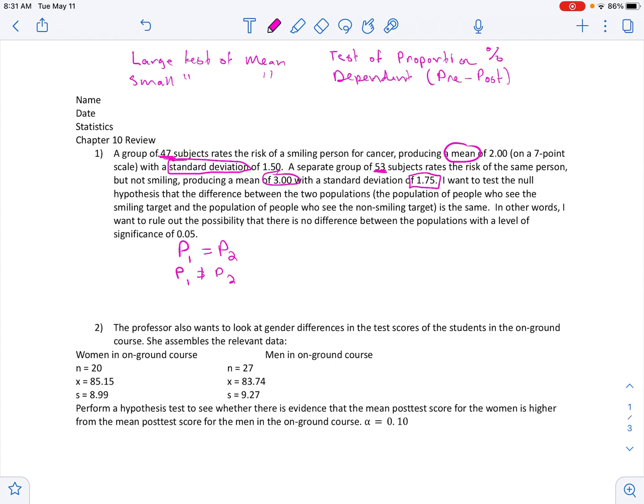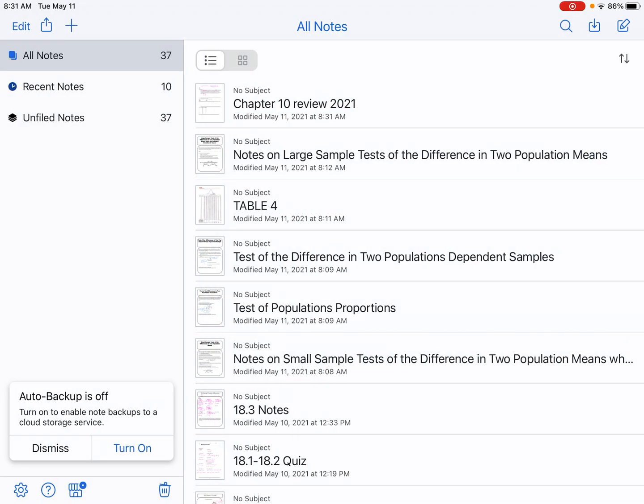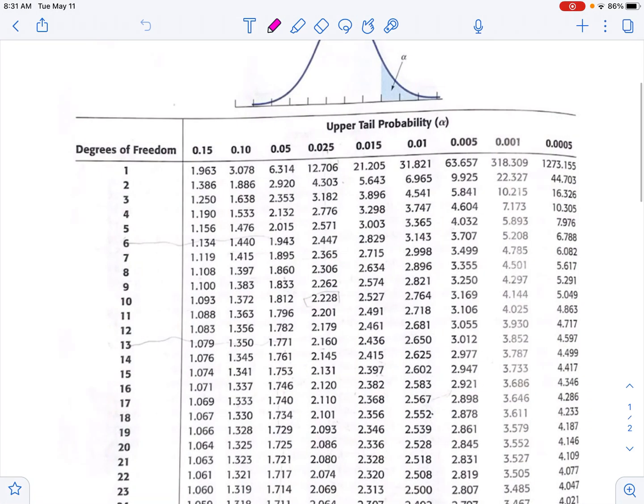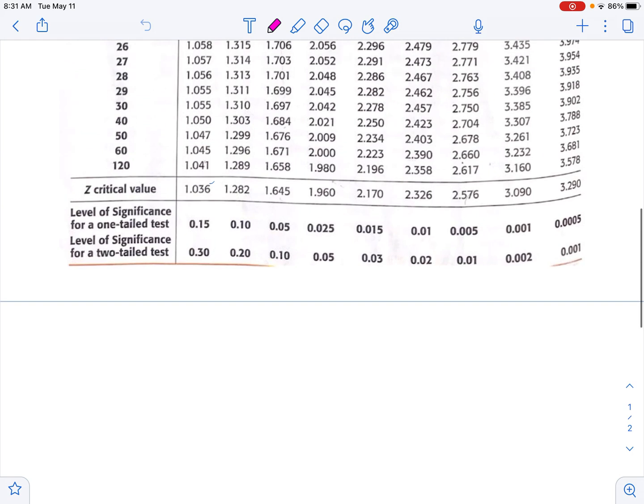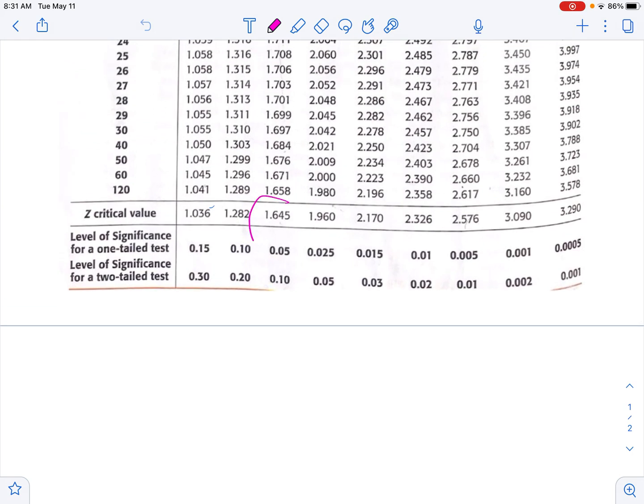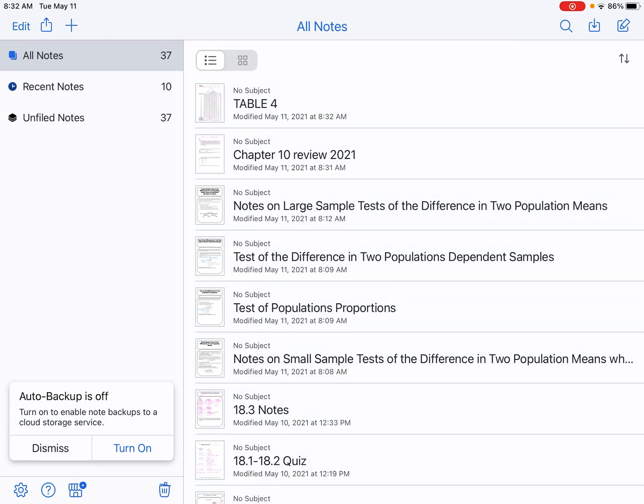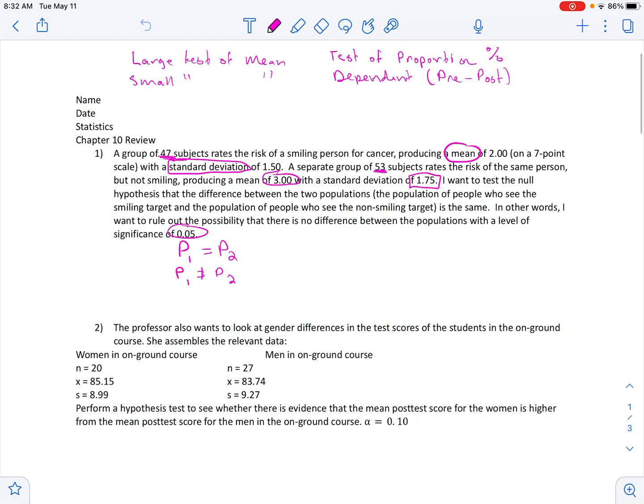Our alpha value is 0.05, so we're going to divide that by 2. So we go to our table. Okay, we go down here. It's a large sample, so it's right here. Alpha value divided by 2, so it's over 1, so it's right here. So we're looking at our critical value 1.96. So then we've got to do our equation.